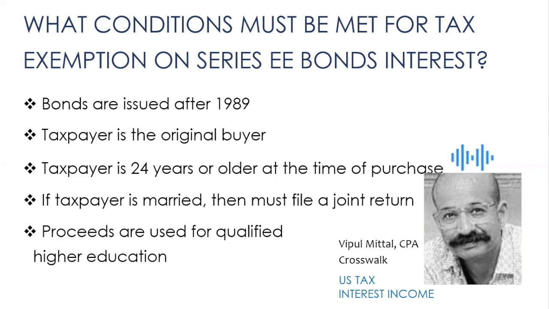So certain conditions must be met so that you may be able to claim exemption on interest on Series EE bonds. These bonds are issued after 1989 to you. You are the original buyer. When you bought these bonds, you were 24 years or older. If you're married, then you must file a joint return so that you may be able to claim exemption for that year. And to claim exemption, proceeds from the bonds are used for qualified higher education of yourself or your spouse or your dependents. So keep these conditions in mind when you are deciding whether interest on Series EE bonds is taxable or exempt.